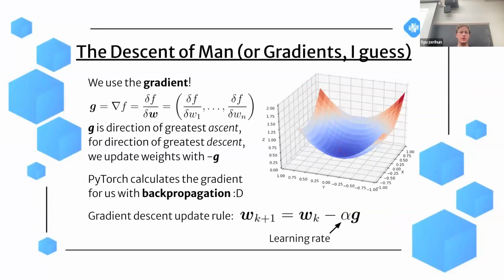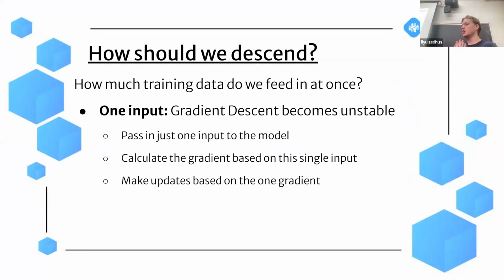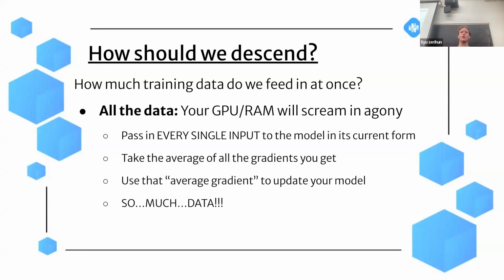So going back, there's another question: what if we just feed all the data in all at once? Obviously, if we had infinite compute power, sure, it might work pretty well. Unfortunately, that's just not how it works.